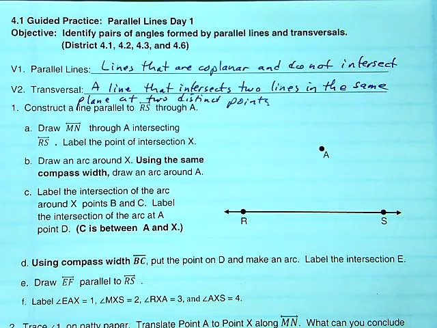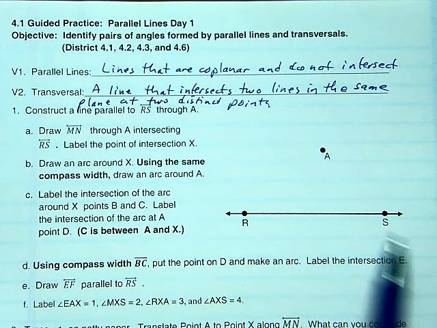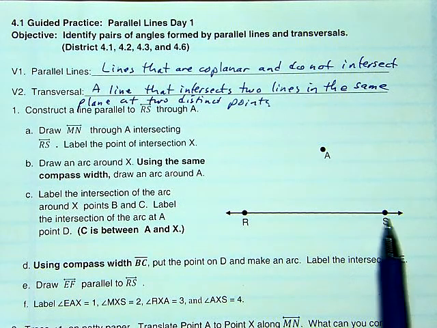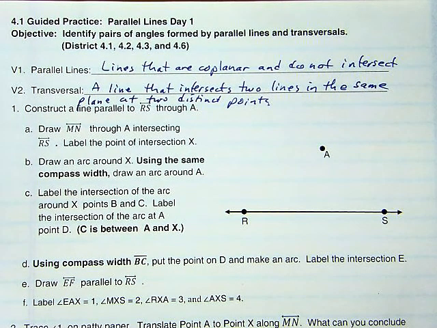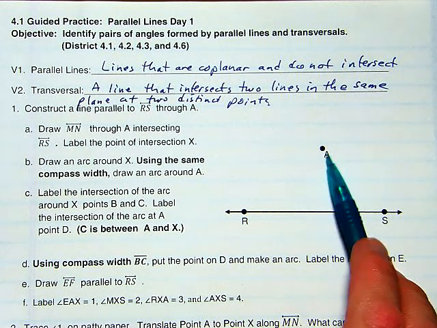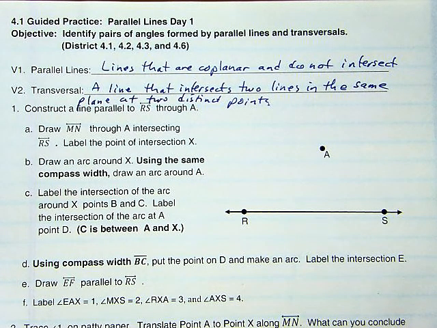Okay, well, the first activity of this worksheet is to construct a parallel line. Now, in this particular case, we're given the parallel line. That's going to be line RS. We're going to draw a parallel line to RS through a given point, point A. Okay, so let's go ahead and do this construction. The first step in this construction is to draw a line through A that intersects line RS.